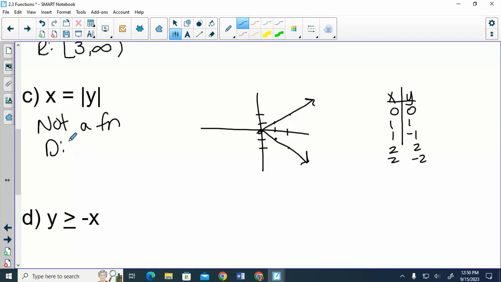Domain, going from left to right, is from 0 to infinity. Range would be from negative infinity to infinity.